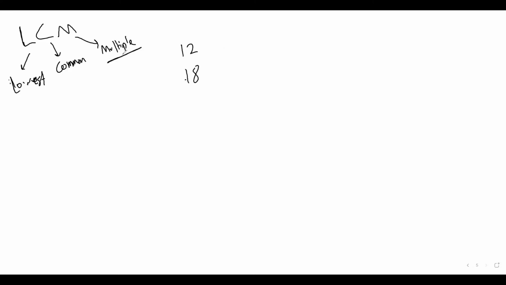So LCM, or lowest common multiple. So what is it really? This is the lowest common multiple. All right. So let me give you the examples like those two numbers, 12 and 18. And if I ask you this time, I'm not going to ask you to list down the factors. You have to list down the multiples.